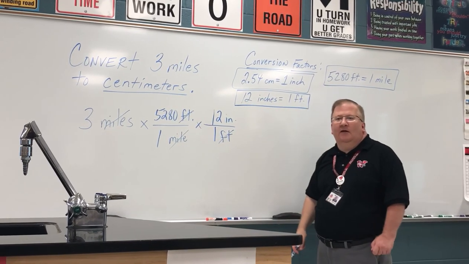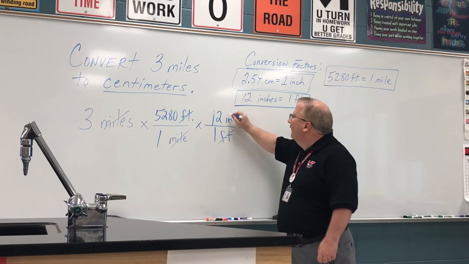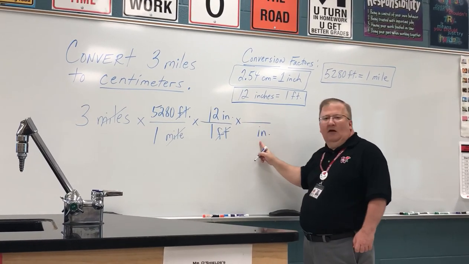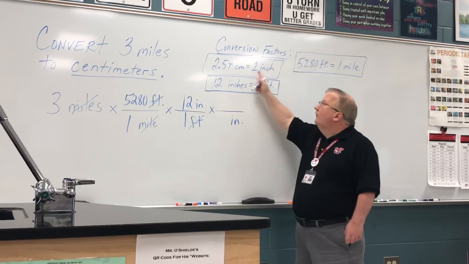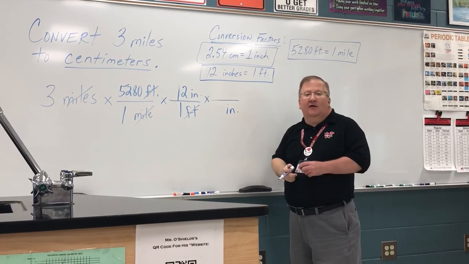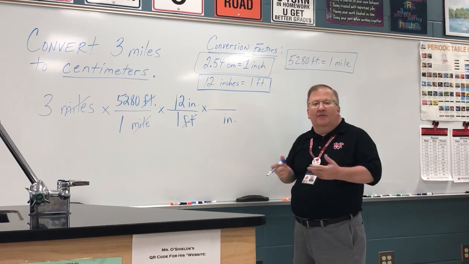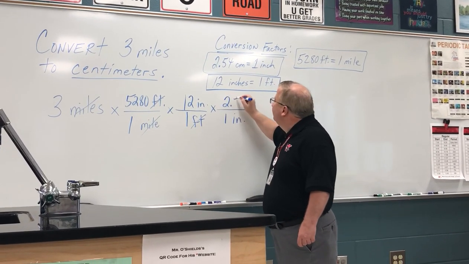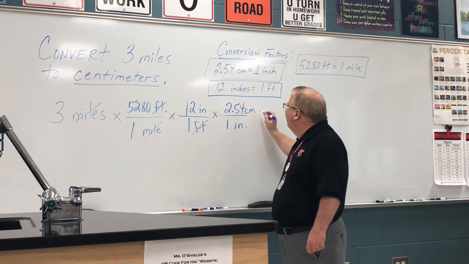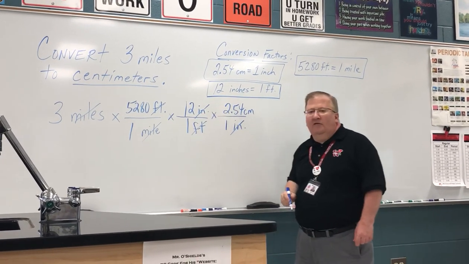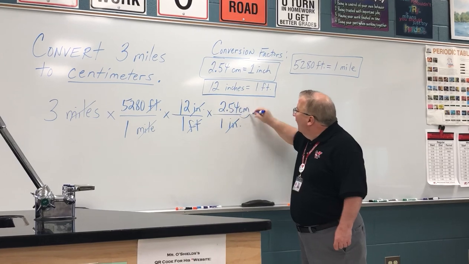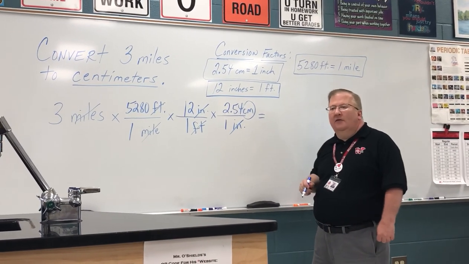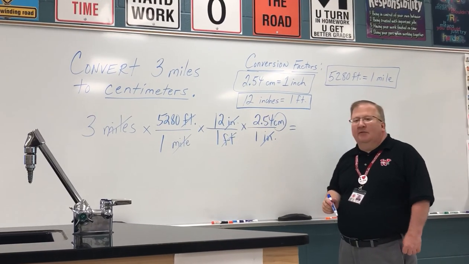Cancel your identical units again. If inches are on top here, inches have to be on the bottom here. Well, I know 1 inch is equal to 2.54 centimeters. Centimeters is what I want for my final unit. So 1 inch is equal to 2.54 centimeters. Cancel inches. I should be left with only 1 unit, and that's the unit that I desire in my answer, centimeters. All I have to do now is multiply.